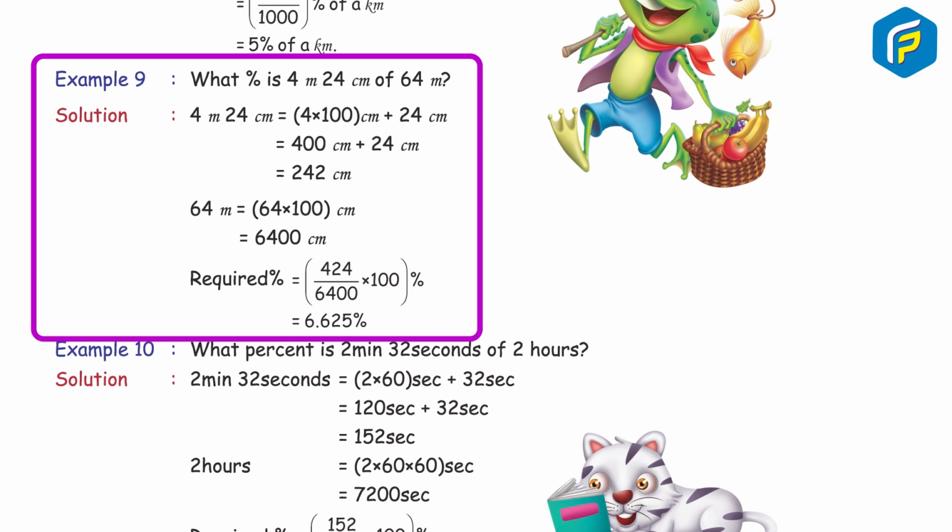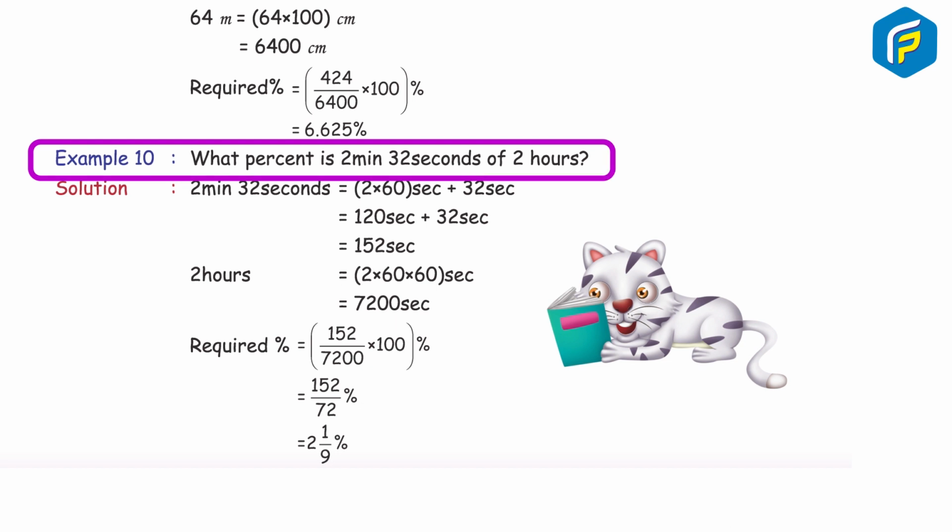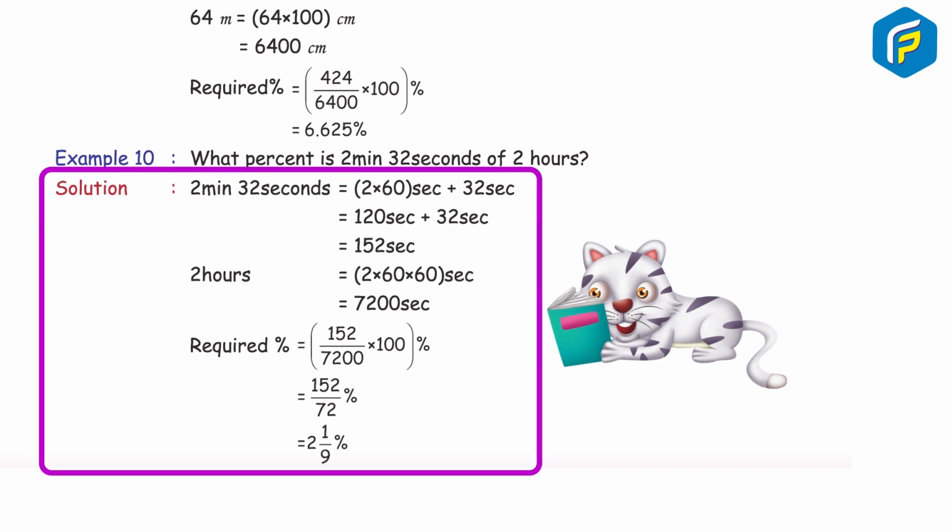6400 centimeter. Required percentage 424 upon 6400 into 100% equals 6.625%. Example 10. What percentage is 2 minutes 32 seconds of 2 hours? Solution. 2 minutes 32 seconds is 2 into 60 seconds plus 32 seconds, 120 seconds plus 32 seconds equals 152 seconds. 2 hours equals 2 into 60 into 60 seconds, 7200 seconds. Required percentage 152 upon 7200 into 100% equals 152 upon 72% equals 2 1 upon 9%.